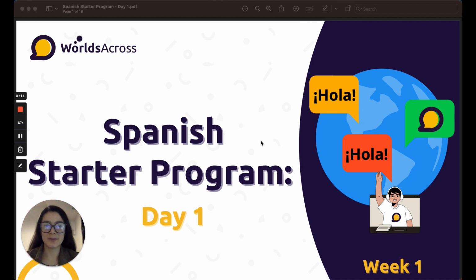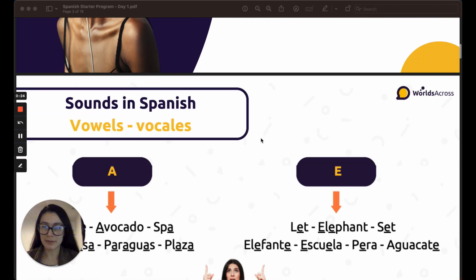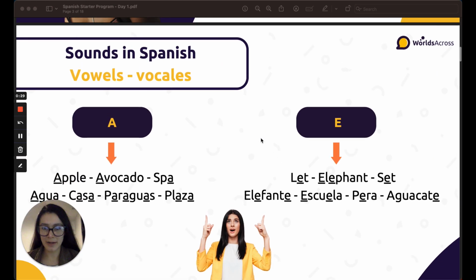This lesson is going to be about Spanish sounds and some expressions with which you can introduce yourself to the language and sound like a native, okay? So let's start right away with the sounds in Spanish. Here we have the vowels. Of course, we're going to start with the vocales.